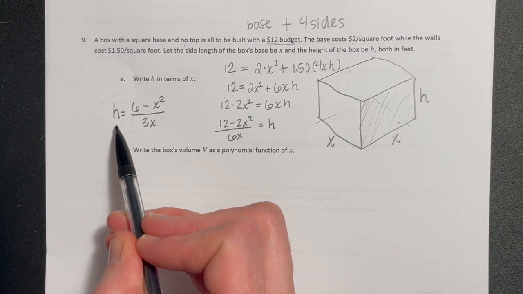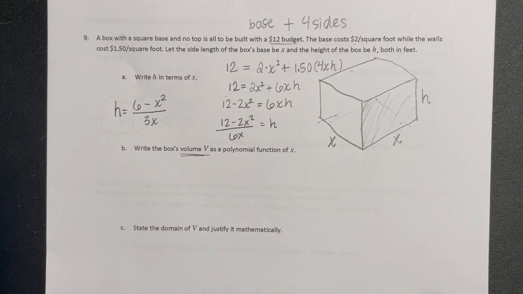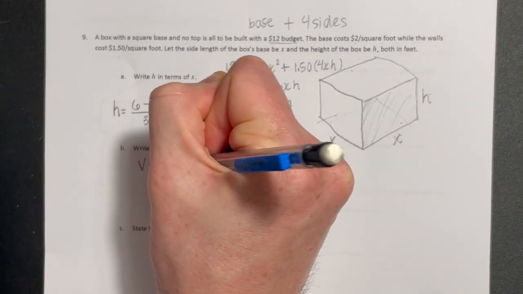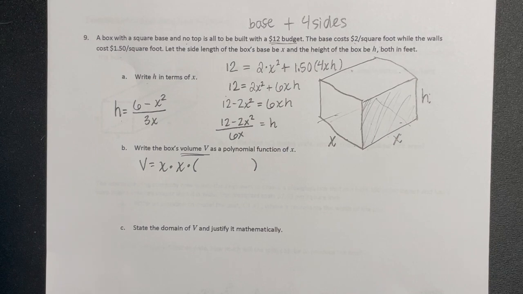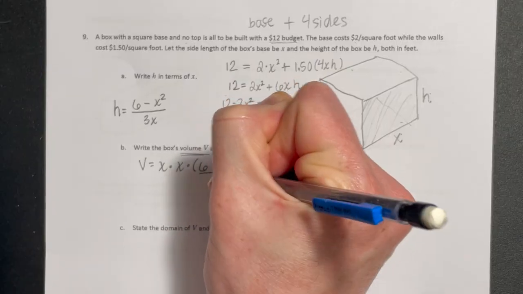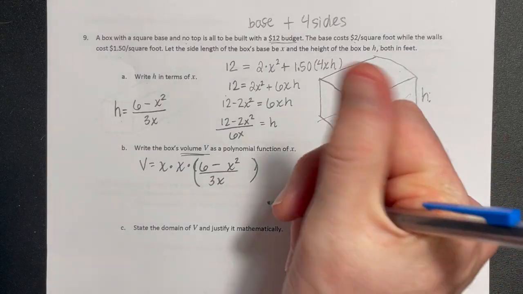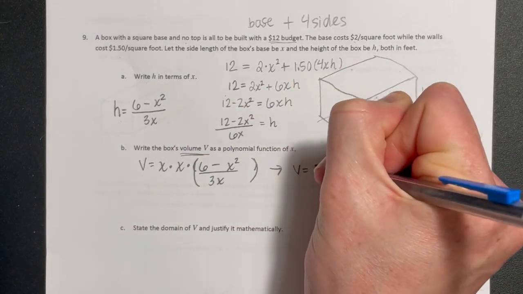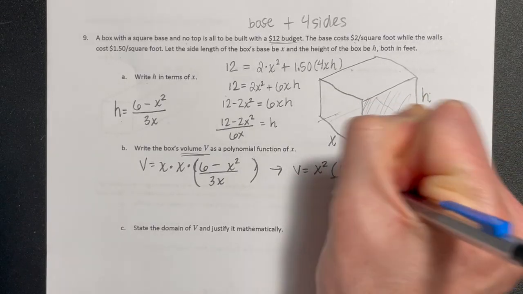And that now expresses h in terms of x, but we want to then create a volume function. So we're going to use the volume of that box, which is length times width times height. If the volume is length x times width x times the height h, but now we know what h is. It's 6 minus x squared over 3x. We can also simplify that down. All right, this would turn into x squared times 6 minus x squared over 3x.